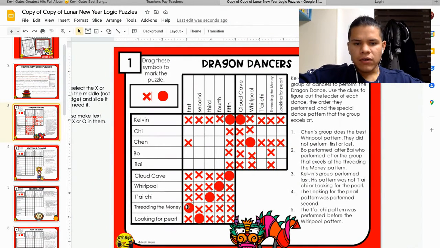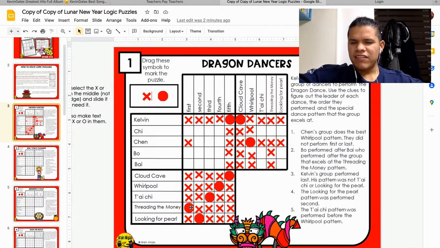Okay. So now that we know that threading the money was first, that is important. I remember in clue number two, it said that Bo performed after Bai, who performed after the group that excels at the threading the money pattern. Well, let's take a look at the people we don't know. We know it was Chai, Chen, Bo, and Bai that we don't have. The threading the money pattern was first. Actually, it can't be Chen because one of our clues says he cannot go first. So it's between Chai, Bo, and Bai for threading the money.